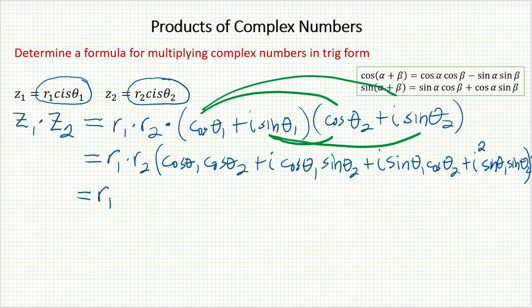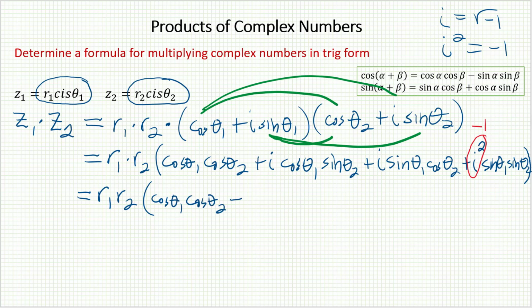Okay, and then let me rewrite this just a little bit. If i is the square root of -1, that implies that i squared must just be -1. So this i squared we got down here is really just -1, which means the first term and the last term don't actually have an i. I'm going to write those first. So that would be cosine theta 1 cosine theta 2 minus, because of that -1, sine theta 1 sine theta 2. The other two pieces do have an i attached.